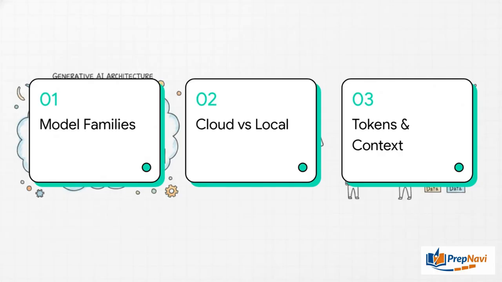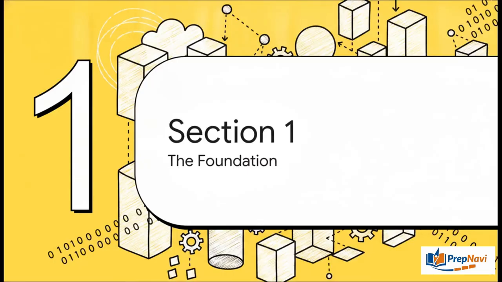Okay, here's a quick look at our roadmap for today. We'll start with model families and hubs, move into cloud versus local hosting, and finish up with tokens and context. All right, let's jump straight into section 1, the foundation.